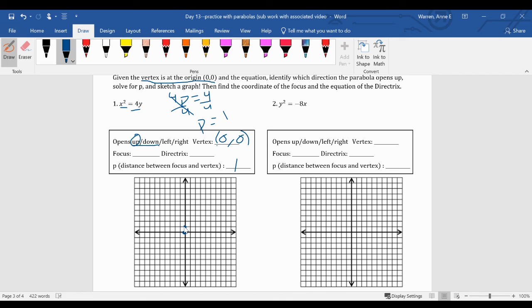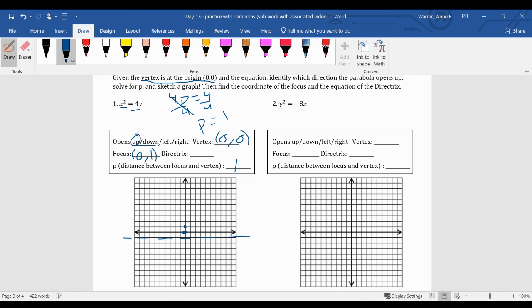And remember that the vertex is equidistant to the focus and the directrix. So if the focus is 1 unit up, the directrix will be 1 unit down, but it's a line. So I will plot this horizontal line that crosses through 1 unit below the vertex. And the last part is to actually identify the coordinate of the focus and the equation of the directrix. So for the focus here, I can see my x value is 0. I have not gone to the right or left, and I've gone up by 1 unit. So we have 0, 1.